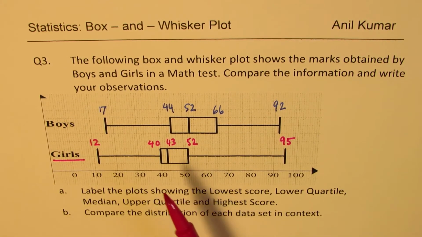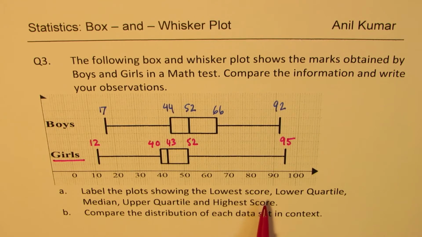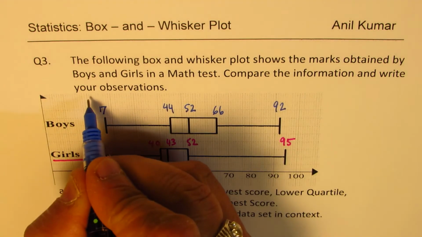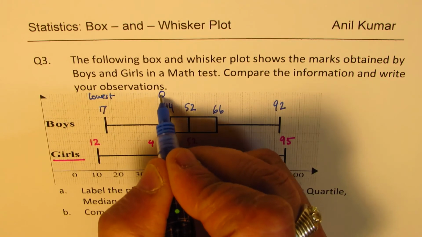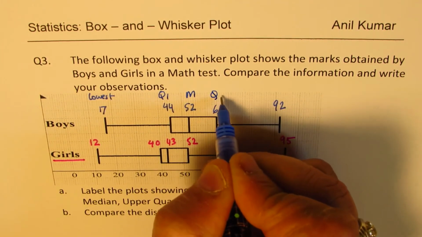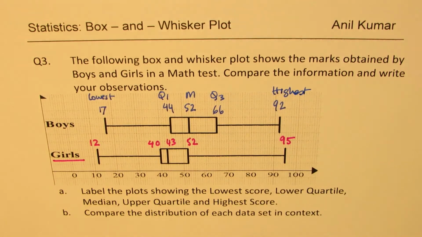Let us compare them. Part A is to label the plots showing the lowest score, lower quartile, median, upper quartile, and highest score. Well, that we did, right? So you just need to write down the title if you need to. So this is the lowest score, right? Here we have the first quartile, this is the median, this is the third quartile, and that is the highest score. Okay, for both we have done Part A.